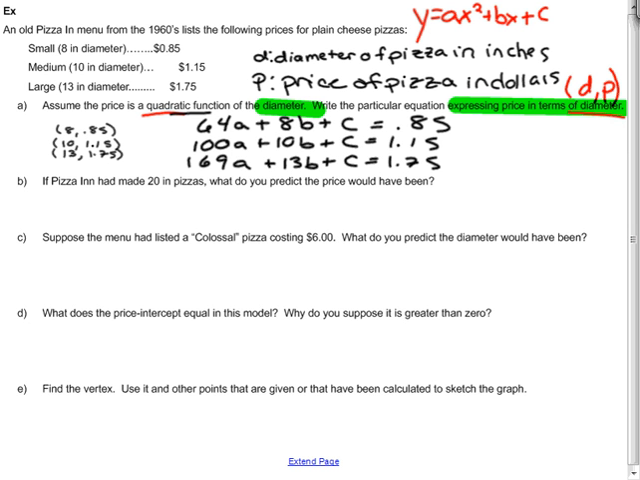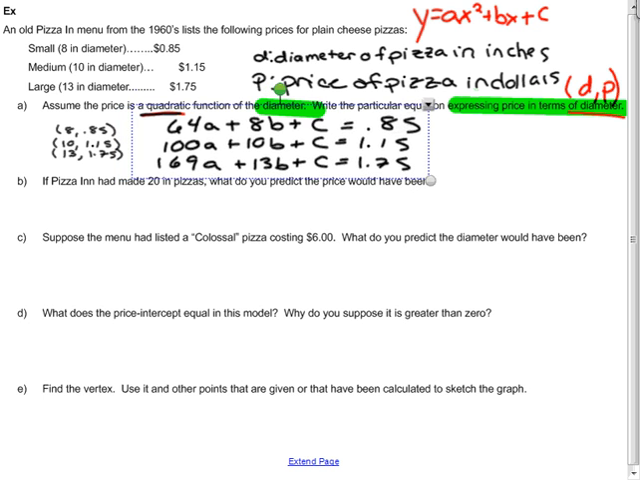So now that I have my system of 3 equations, I can solve for my 3 unknowns, which is the whole point of this: finding my A, finding my B, and finding my C. So in your calculator, set up your A matrix, 64, 8, 1, 100, 10, 1, 169, 13, 1. Inverse of that times your answer matrix, which is 0.85, 1.15, 1.75. So take a moment, plug that into your calculator, make sure you can do that. It spits out the three numbers you need, your A, your B, your C, in that correct order.